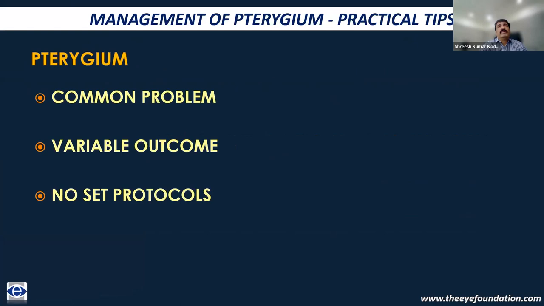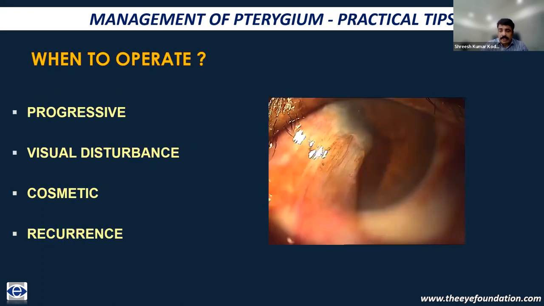As we all know, it is one of the commonest problems we encounter in our day-to-day practice. And many surgeons still consider this humble pterygium to be unworthy of their talent and skill. This trivialization of pterygium surgery combined with poor surgical technique is responsible for the poor or variable outcome of pterygium surgery. We do not have any set protocols as such for managing the different types of pterygia, and a variety of procedures have been proposed. The very fact of having so many surgical procedures says that we are still not perfect in doing pterygium surgery.